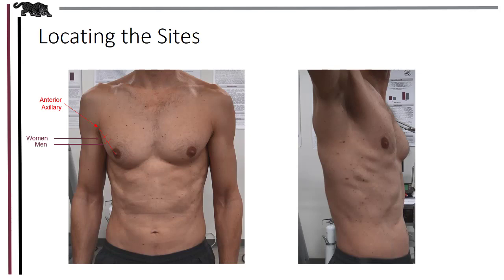The abdomen is a vertical fold, which is about 2 centimeters, that's 1 inch, to the right and level of the umbilicus. Other equations call for a horizontal fold, but we're learning the vertical fold with this equation.